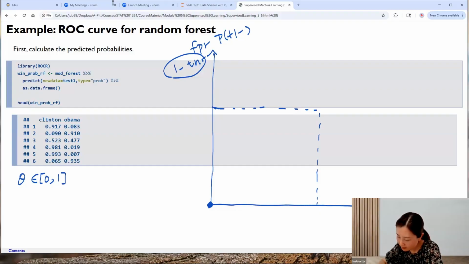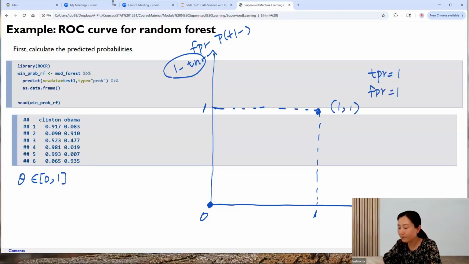Both true positive rate and false positive rate are probabilities, so both of them are bounded. So this point is 1, 1. True positive rate is 1. False positive rate is also 1. So in this extreme case, theta is equal to 0. And if false positive rate is 1, that means true negative rate is 0. So this is one extreme case.